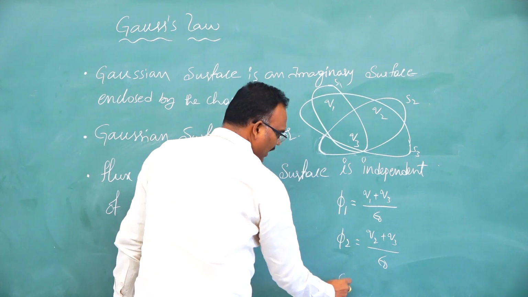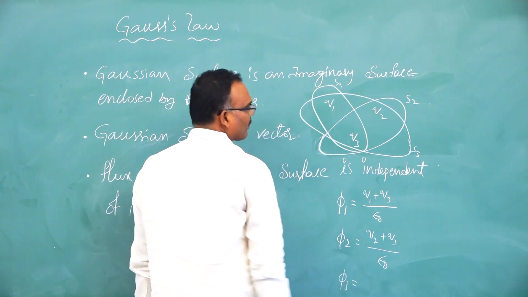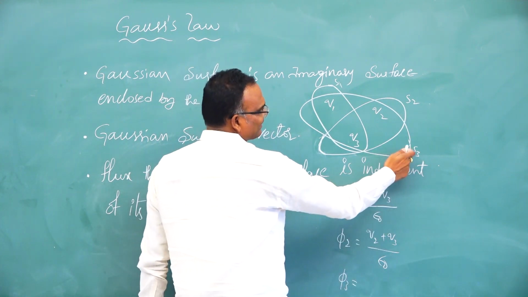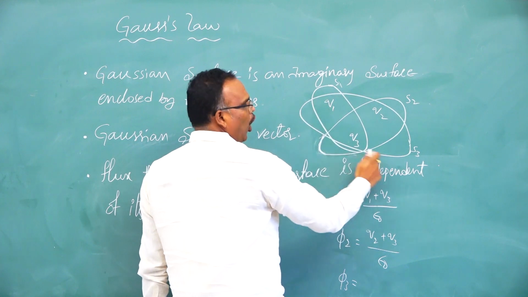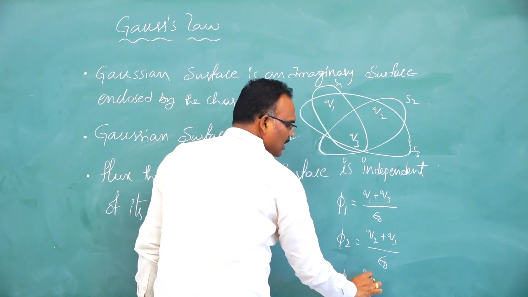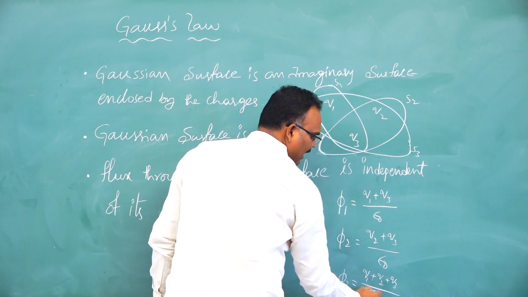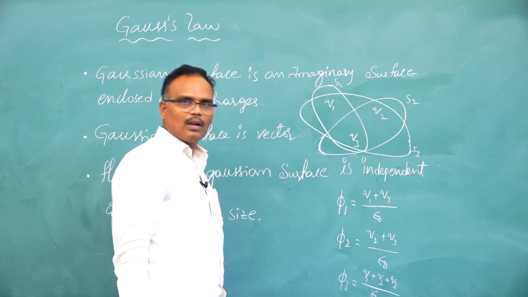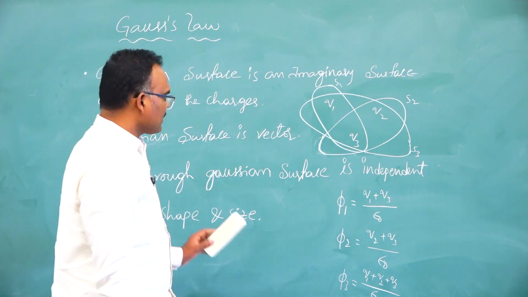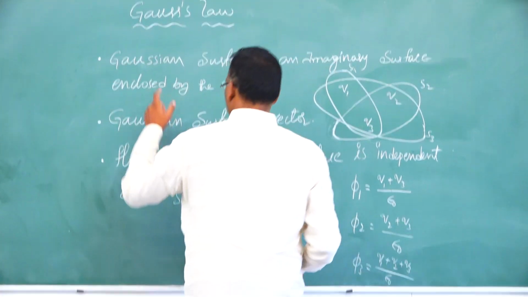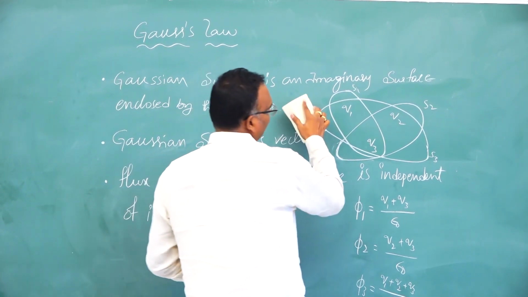Okay, so next flux through the third surface. Third surface means S3. S3 is containing all the three charges. So that's why I'll write it is Q1 plus Q2 plus Q3 divided by epsilon naught. Okay, so this is important. This is how you have to understand the first point.